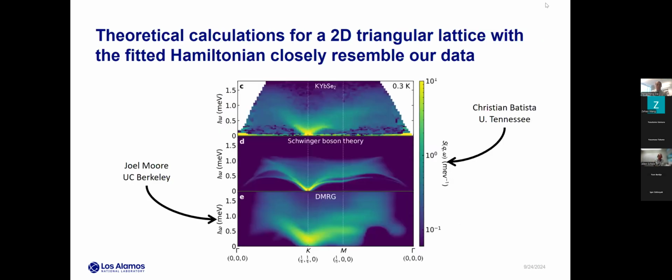Next slide, please. Now, it's very difficult to do 2-dimensional many-body quantum physics calculations in a generic way. So we collaborated with 2 theorists who did 2 different approaches for this. Christian Batista at University of Tennessee used Schwinger boson theory to calculate what the spectrum would look like of a 2D triangular lattice with the Hamiltonian we got. And then Joel Moore from UC Berkeley used a more brute force approach, DMRG.